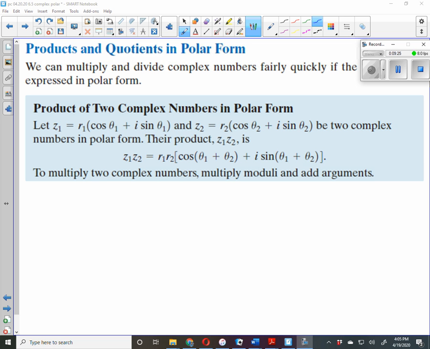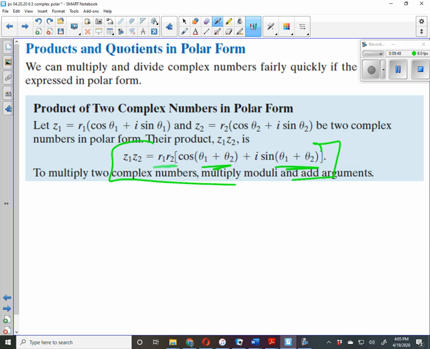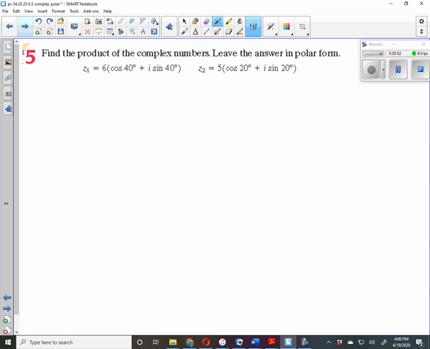All right, products and quotients are what we're looking at. We're going to start with the product. The product of two polar forms is just simply going to be z1 times z2, or the product of the radii, and we're going to add the thetas. Write it down so you know it. You don't have to memorize it, you just got to know it.